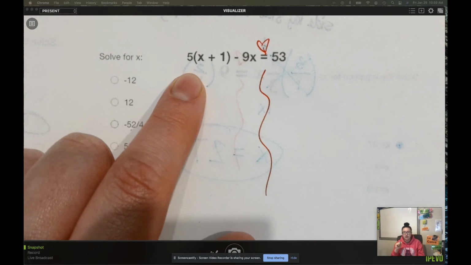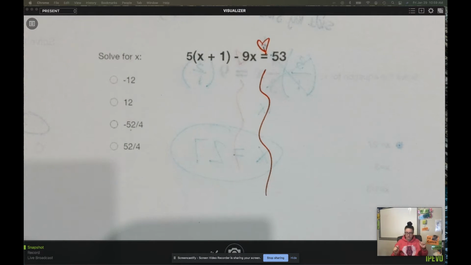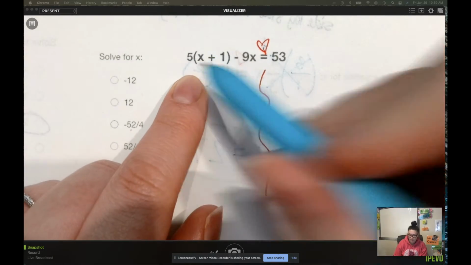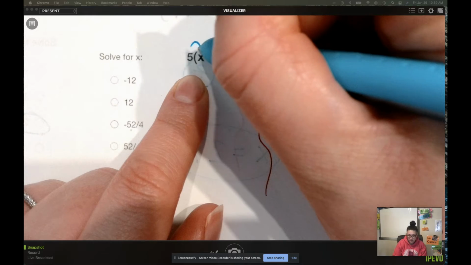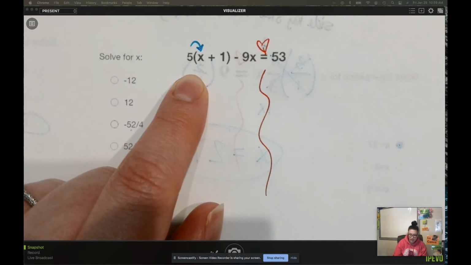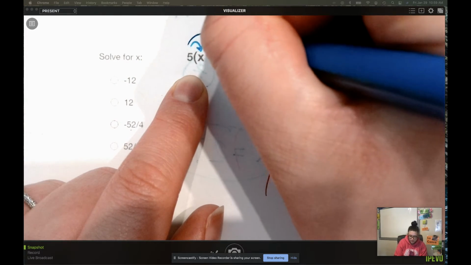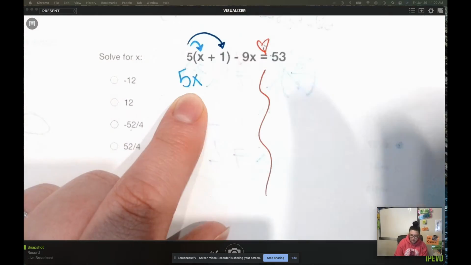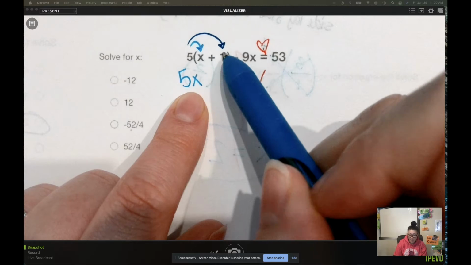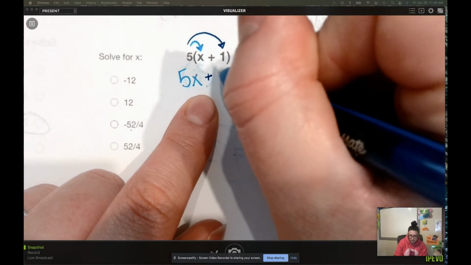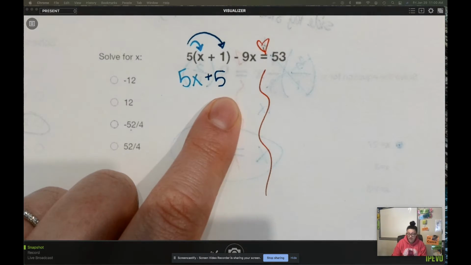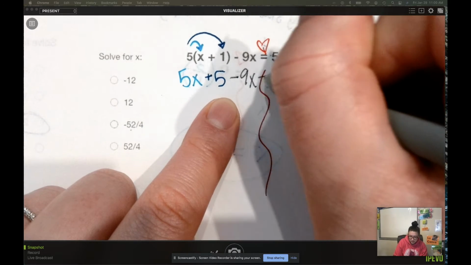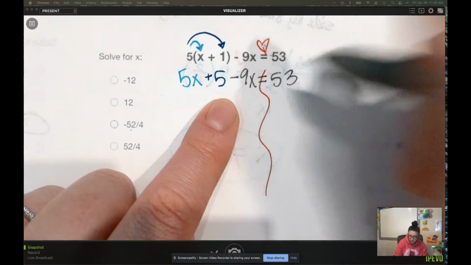I'm all over the place. I apologize. Let me back up. So when I'm doing the distributive property, that means I need to multiply, because there's parentheses, this 5 times everything inside of my parentheses. So that 5 times x gives me 5x. 5 times a positive 1 is going to give me a positive 5. Then I've got to make sure I bring everything else down. So I keep my minus 9x equals 53.